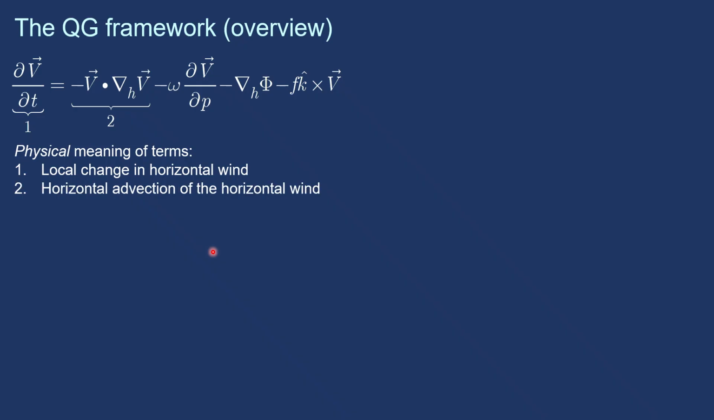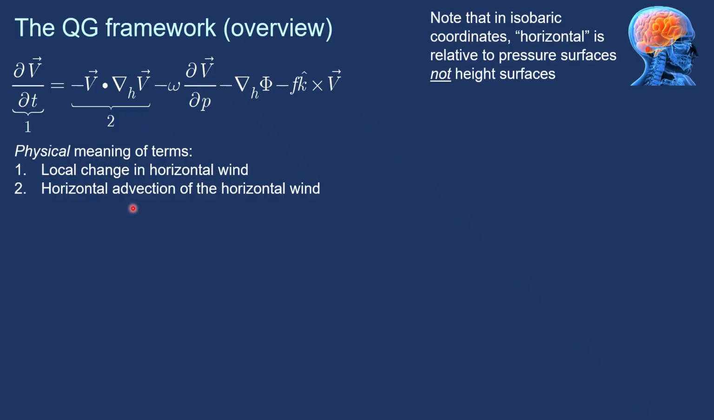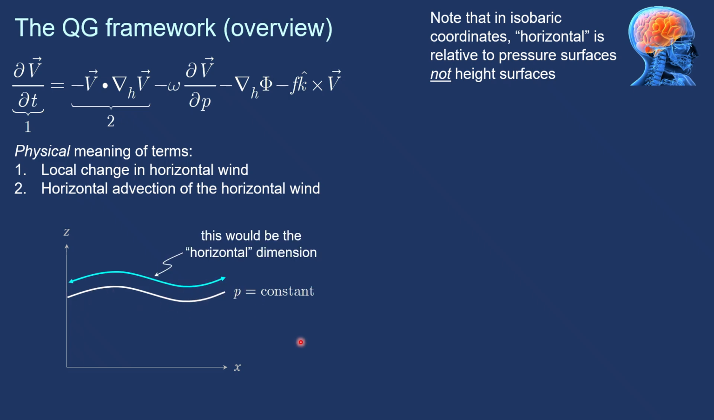And it's worth pausing here for a quick moment to better define the term horizontal as it relates to our isobaric coordinate reference frame that we are working with here throughout this process. So in the isobaric coordinate system, the word horizontal, strictly speaking, is relative to pressure surfaces and not to height surfaces. As a crude example, if we look at an XZ cross section and we draw on an undulating pressure surface where the pressure is constant along this wavy surface, the horizontal dimension, strictly speaking, would be the dimension that is parallel to that pressure surface.